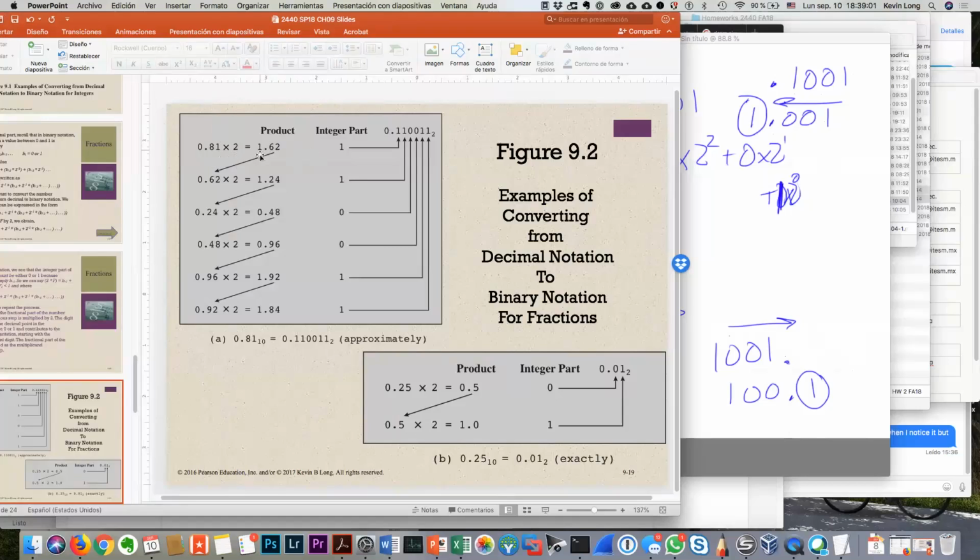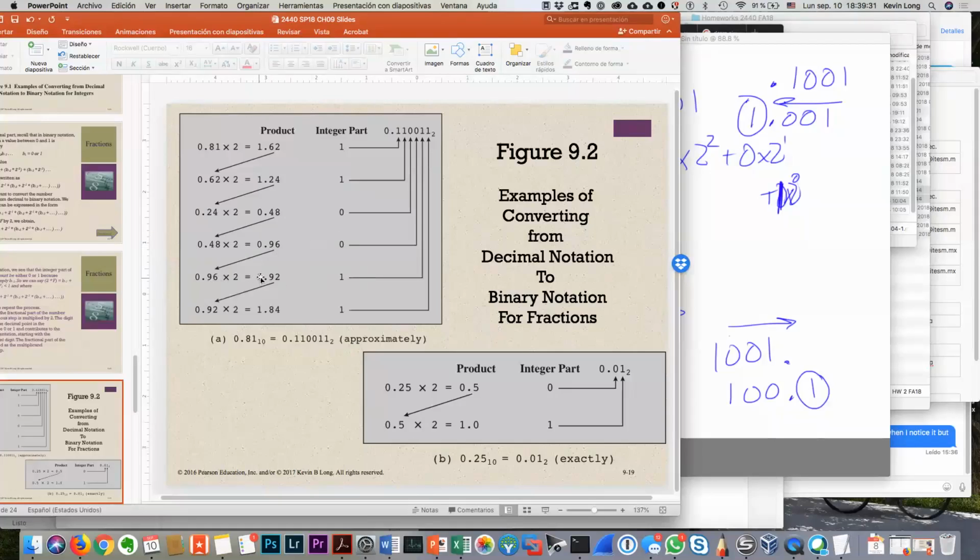We're going to shed a 1 off the left, and we're going to hold on to it. And we have 0.62 here. We'll multiply that by 2. We get 1.24, again with the 1, so we'll hold on to it. 0.24 times 2 is 0.48, and that gives us a 0 because that's a 0 to the left. So we take the 0.48, we move it down to the next line. We do it again. Multiply it by 2. This time we get 0.96 and a 0. And then 0.96 times 2 is 1.92.